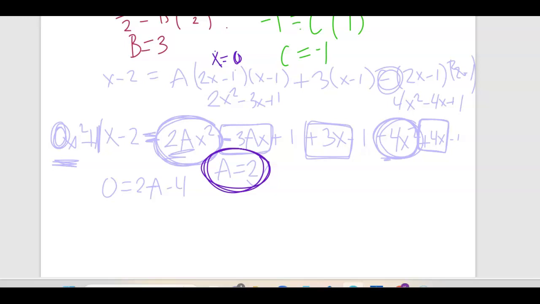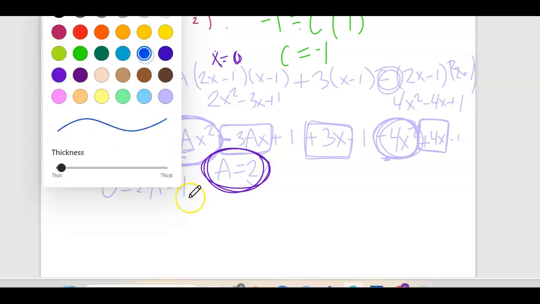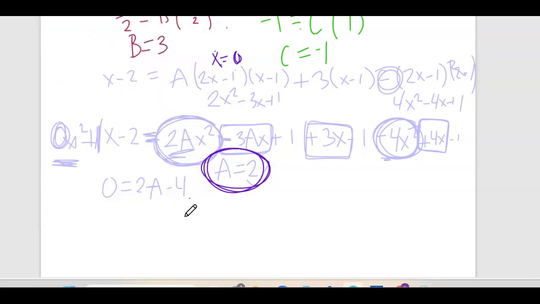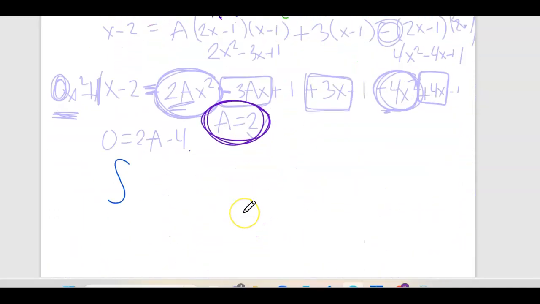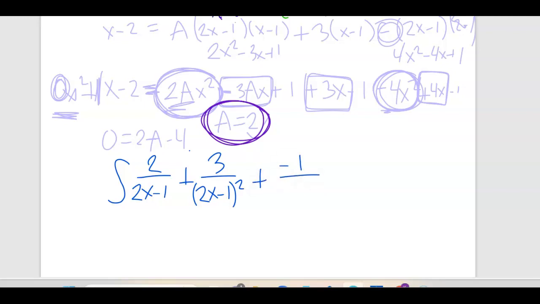All right, so let's go ahead and write our integral. We would have the integral of 2 over 2x minus 1, plus b, which was 3, over (2x minus 1) squared, plus c, which was negative 1, over x minus 1.